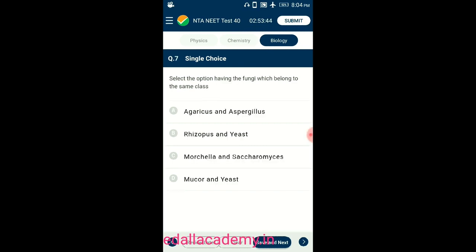Question number 7. Select the option having the fungi which belong to the same class. Rhizopus and Mucor are the members of Zygomycetes. Aspergillus, Saccharomyces, that is yeast, Morchella, that is morels, are Ascomycetes fungi. Agaricus, generally called mushroom, is an edible Basidiomycetes fungus. Morchella, commonly called morels, is an edible Ascomycetes fungus. So the answer for this question is option C. Morchella and Saccharomyces are the fungi which belong to the same class.